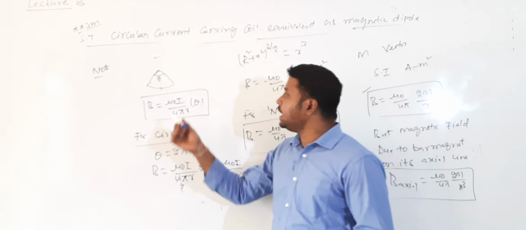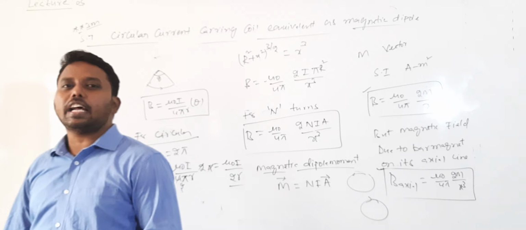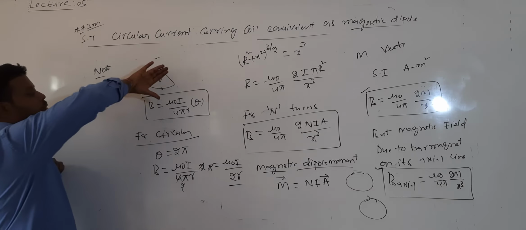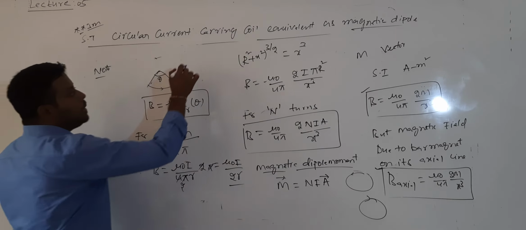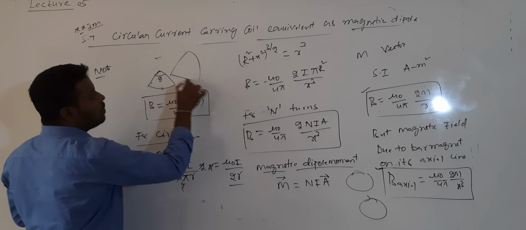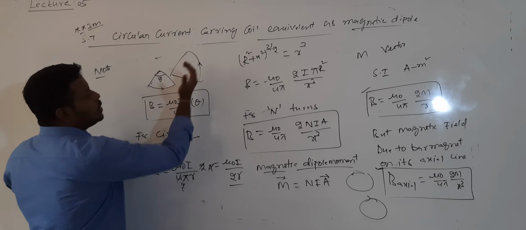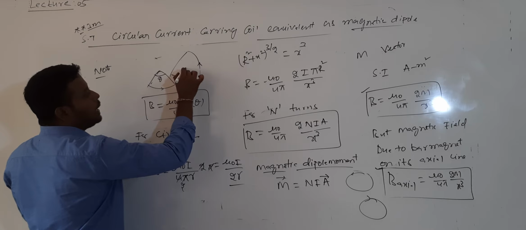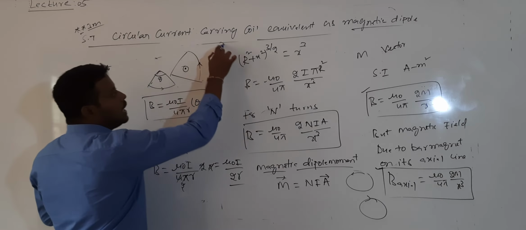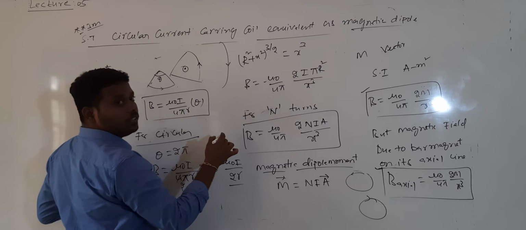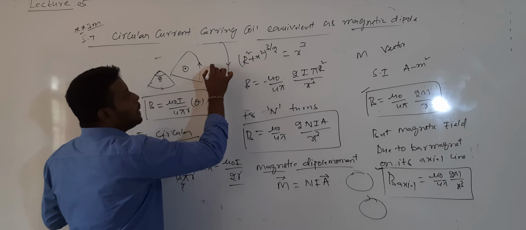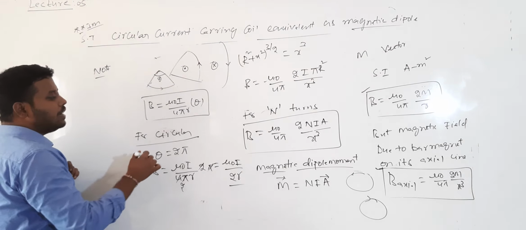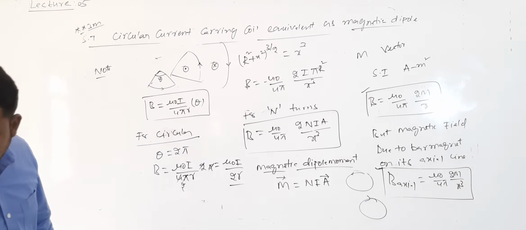And how can I calculate the direction of B? By using the right hand rule. So you need to show the palm in the direction of the current. If the current is in the anti-clockwise direction, the magnetic field is perpendicular to the plane, passing out. Whenever the current is clockwise, the magnetic field is perpendicular to the plane, passing in.